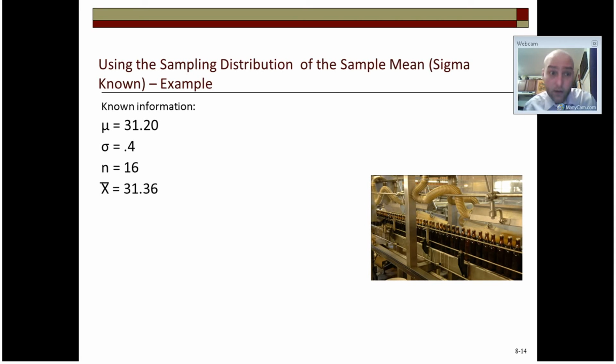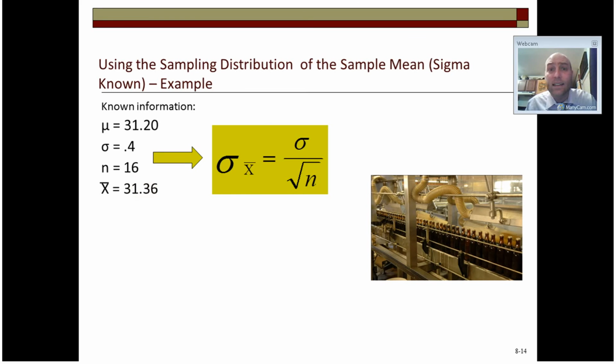As I mentioned earlier, when you have a standard deviation and a sample size, and we know we're talking about sample means, I don't care how much one individual bottle varies from other individual bottles. What I care about is how much sample means of sample size 16 vary from one another. In order to find that, I use the standard error.